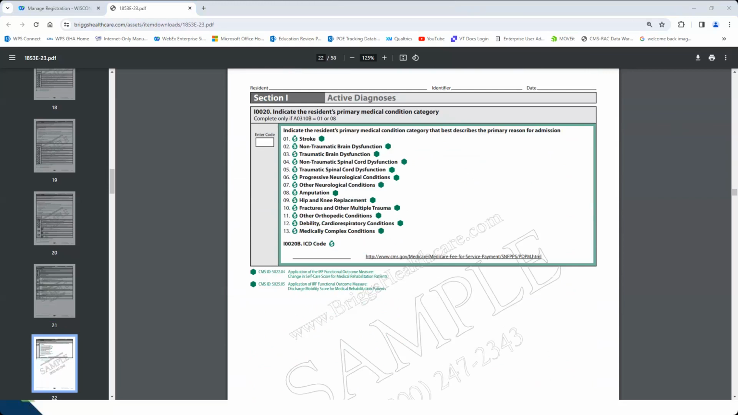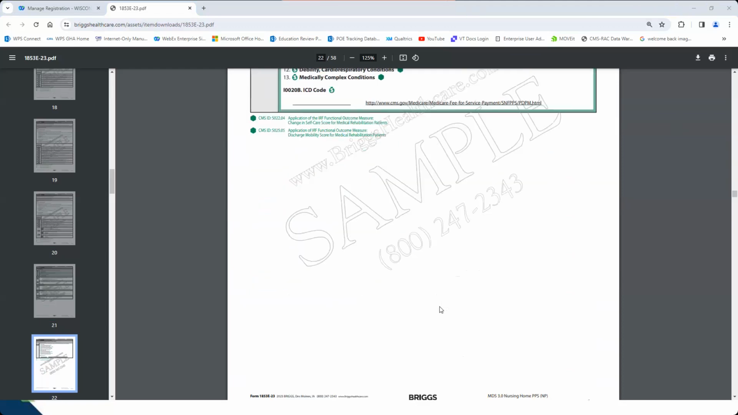All right, Section I. Section I is another big one that also drives a lot of Medicare payment. So again, we're hosting a separate webinar just on Section I next month, but I want to hit some of the most important features because there are so many issues with correct reporting in this section. So this is the active diagnosis section. First, you must choose a primary medical category for the patient up here in Section I0020. This is based on the reason the patient needs to be at the SNF.